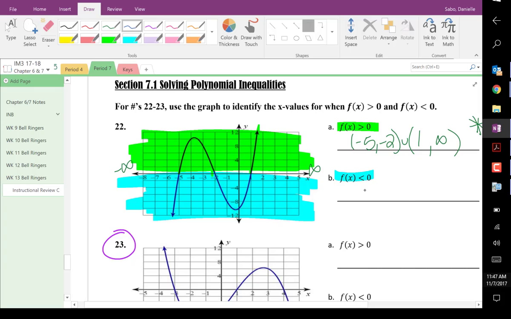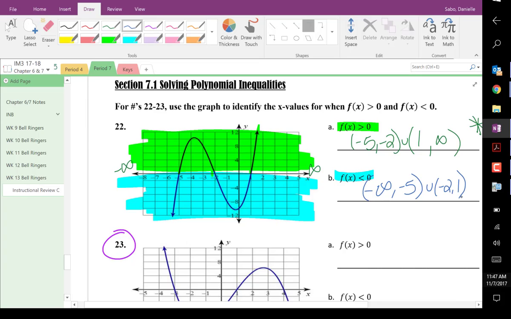-5. Very good. Negative infinity to -5. And then just keep going until you hit blue again. -2 is where we're at. -2 to where? 1. Do you have questions on that piece?